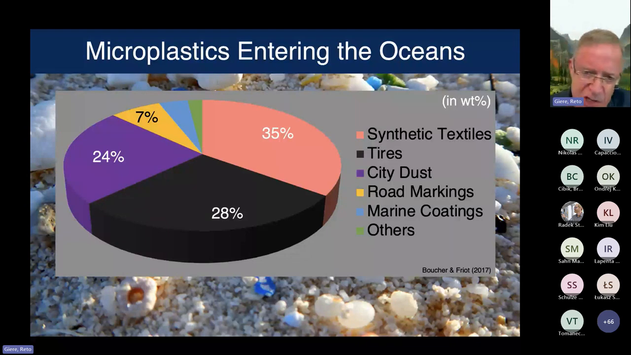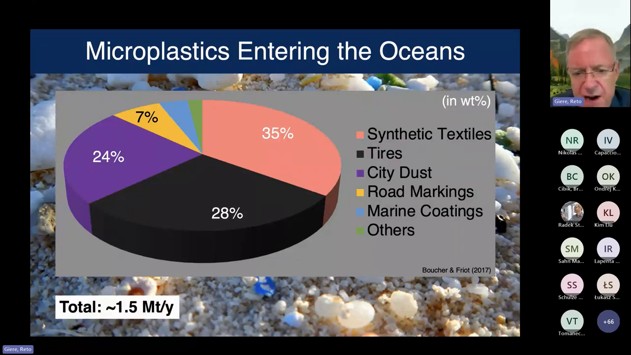And what you see in this image, tire particles are the second most abundant type of primary microplastics that enter the ocean. So this is not an insignificant amount. It is second only to microplastics released through washing machines when you wash synthetic textiles. It is estimated that in total 1.5 million tons of tire abrasion particles end up in the ocean.